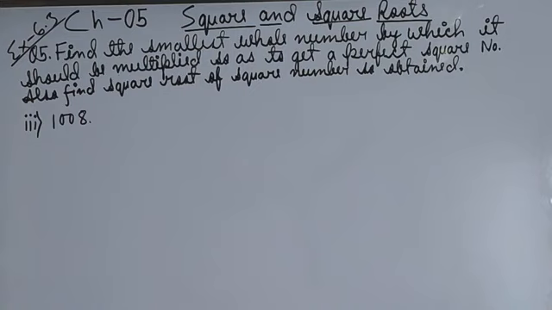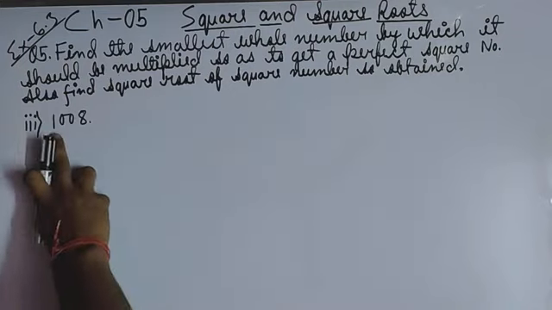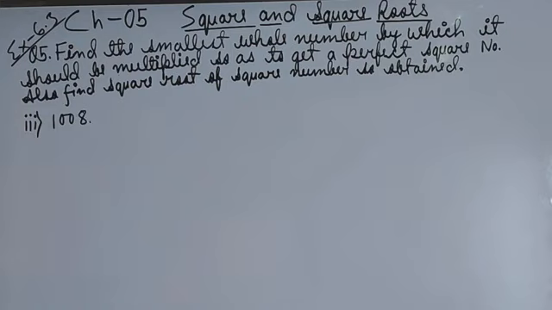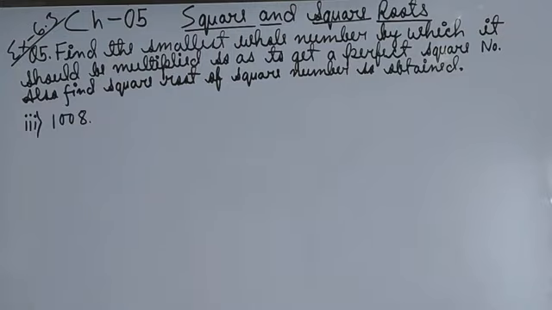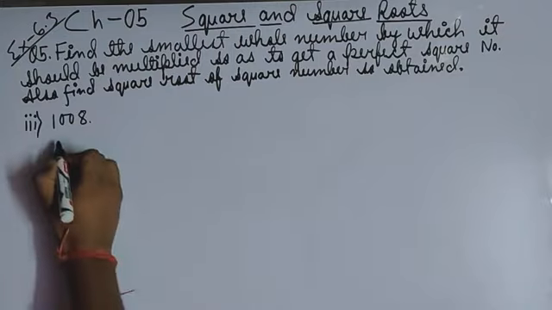So I am starting with question number 5, third part, which is 1008. You have to tell by what number this 1008 must be multiplied so that it becomes a perfect square number. The method will be the same. You will be using what? Prime factorization method. इसमें हम कौन सा method use करेंगे? We will be using the prime factorization method.